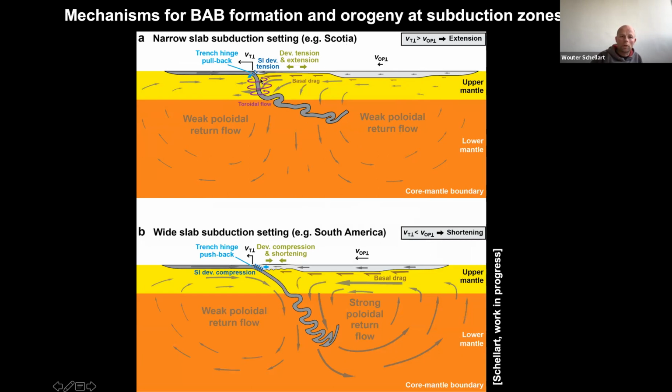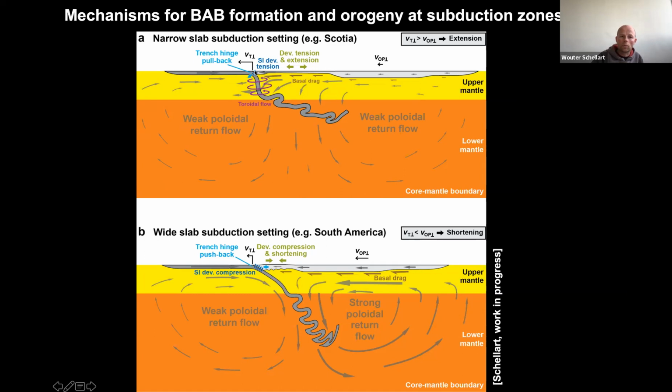So the slab retreats rapidly because the ambient mantle here can easily be pushed out of the way and flow from the subslab into the mantle wedge. This toroidal return flow is facilitated. It's quite easy. There's relatively minor resistance for this toroidal return flow for narrow slabs. And so as the slab falls back, the hinge retreats and the trench retreats as well.